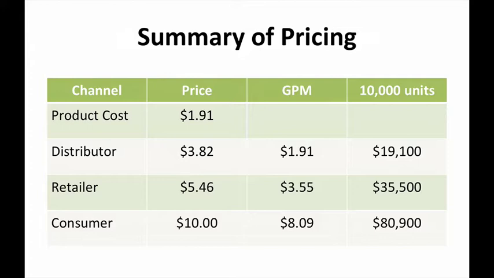So to summarize, your crackers are $1.91. You sell to a distributor for $3.82, a retailer for $5.46, and the consumer for around $10. On 10,000 units, there's your associated gross profit margin, and then you take away your operating costs, and you have a net profit margin.